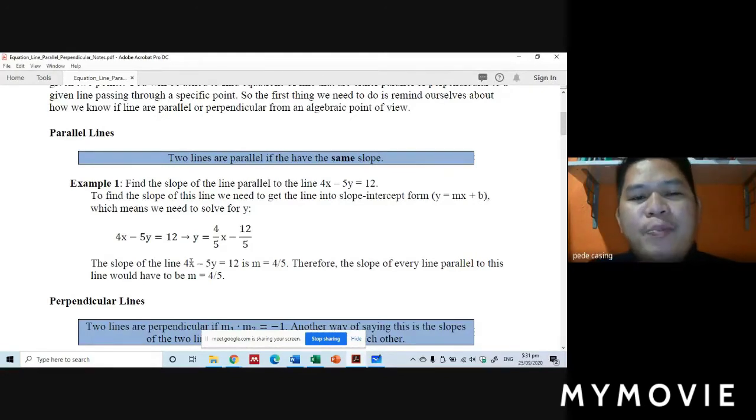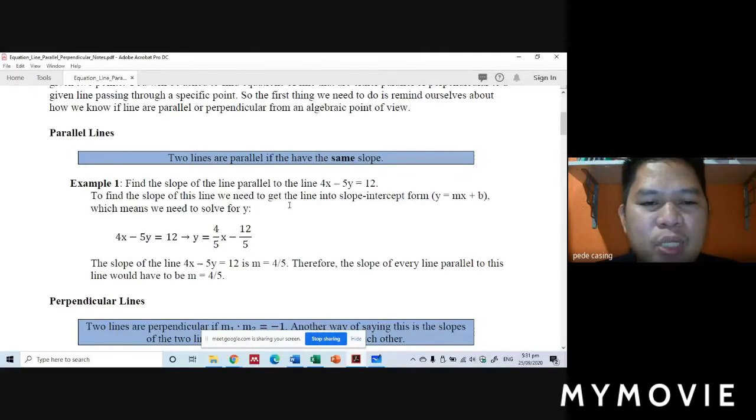Suppose we have your example number 1, find the slope of the line parallel to the line 4x minus 5y equals 12. So for our solution, we have here our given equation of the line is 4x minus 5y equals 12. To find the slope of this line, we need to get the line into slope-intercept form, which is y is equal to mx plus b. So, which means we need to solve for y.